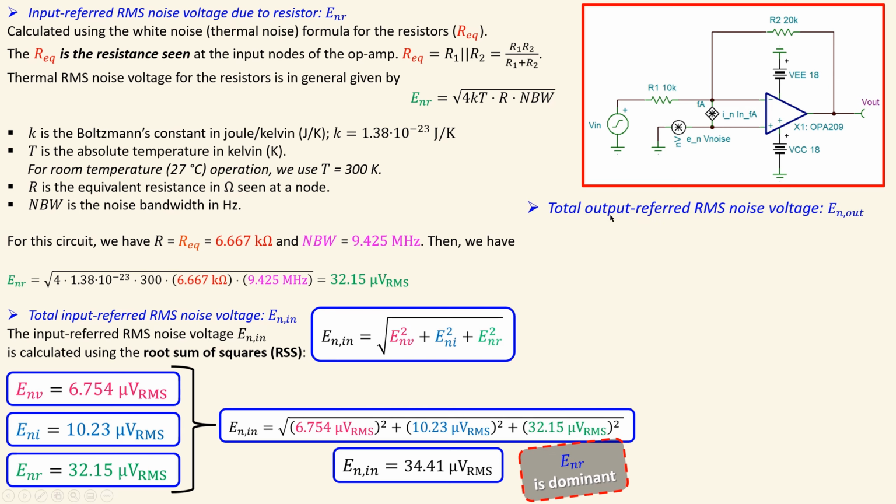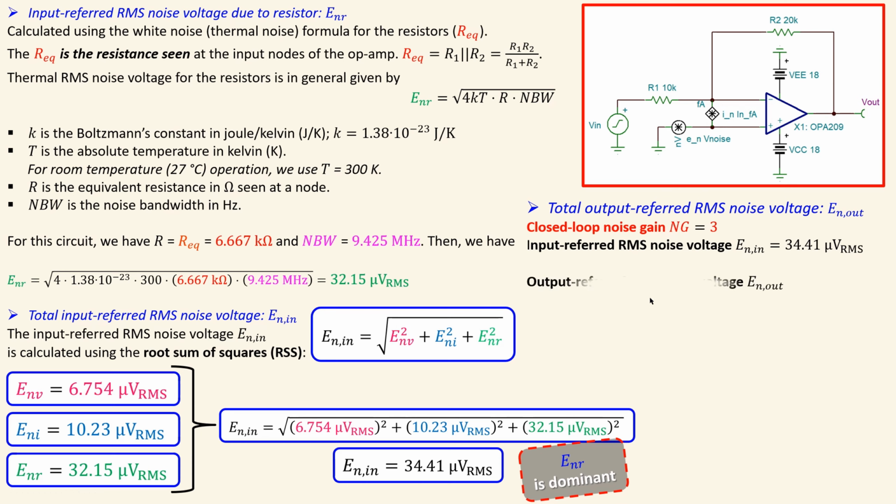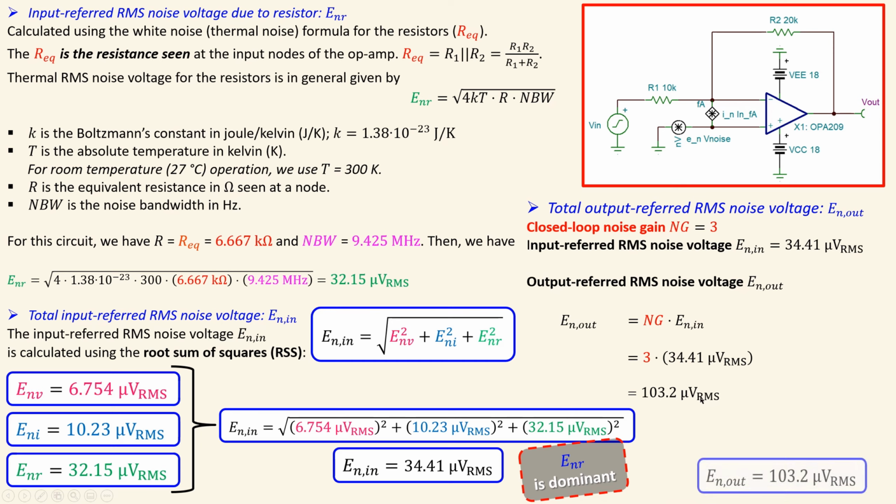Now let's also calculate the total output referred RMS noise voltage, because this is very easily done, since we already know what the input referred RMS noise is. We know the closed loop noise gain, which is given by Ng equal to 3. The input referred RMS noise voltage we already had, which is 34.41 microvolts RMS. Then the output referred RMS noise voltage is given by this expression, which is just the noise gain times the input referred RMS noise voltage. So just substitute 3 times 34.41 microvolts RMS, and if I do the math here, you will get 103.2 microvolts RMS. That's what you get at the output, and this is then the result.